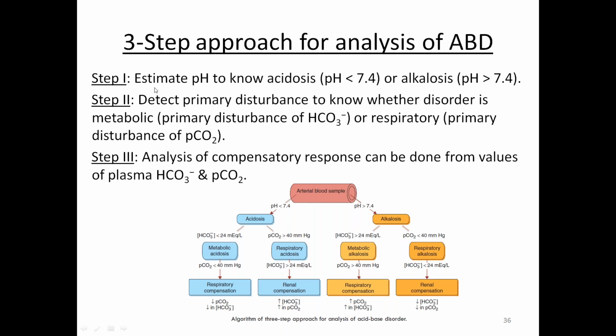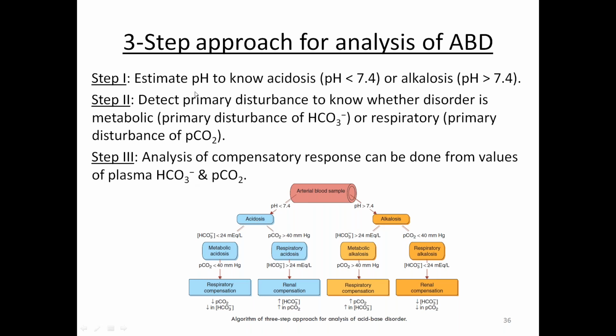So what is the first step? You have taken a blood sample and you will first look at the pH value to know whether there is acidosis or alkalosis. We know acidosis means a pH value less than 7.4. Alkalosis means a pH value more than 7.4.